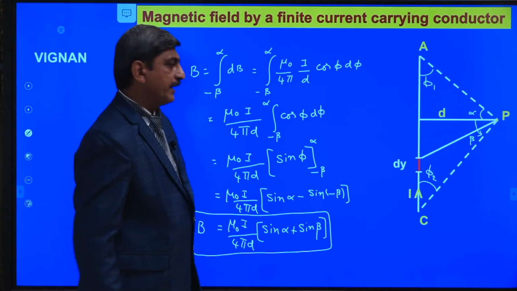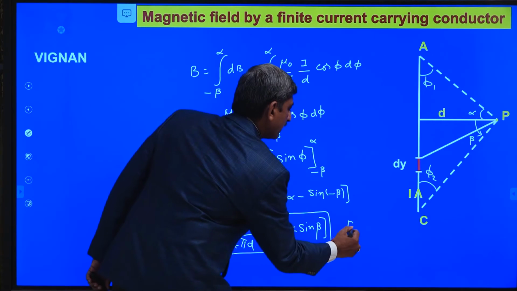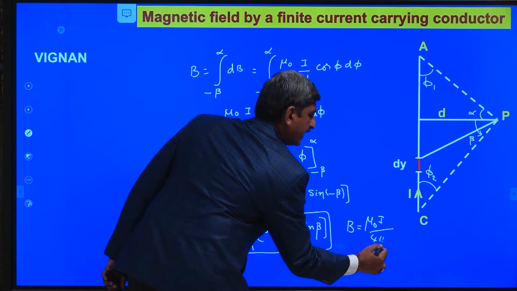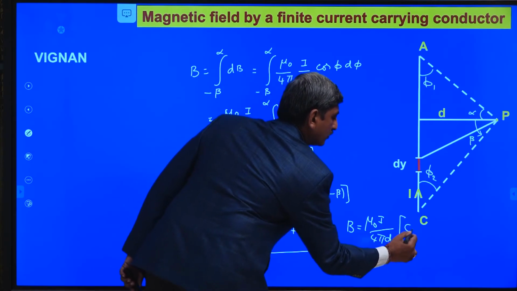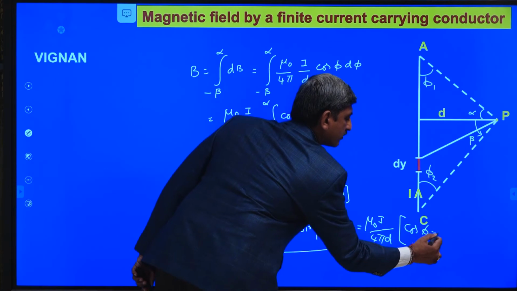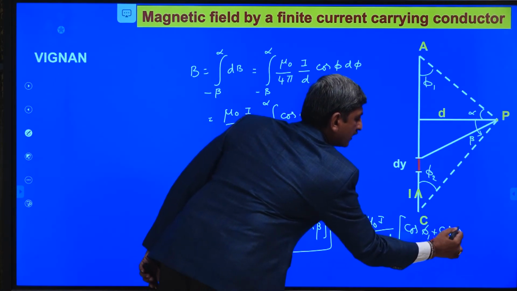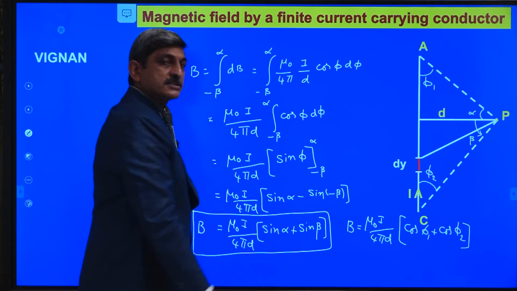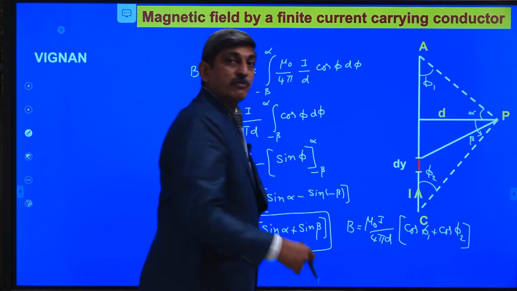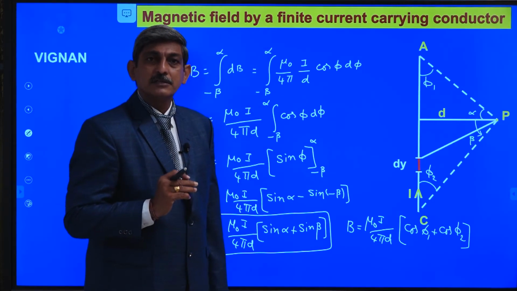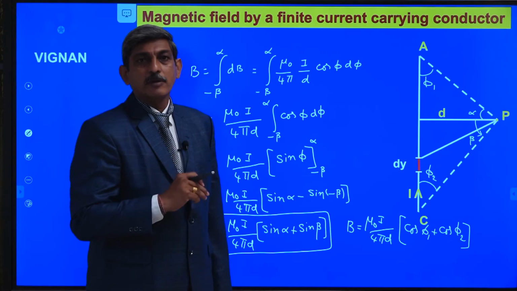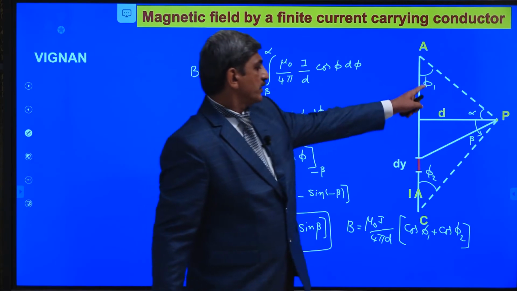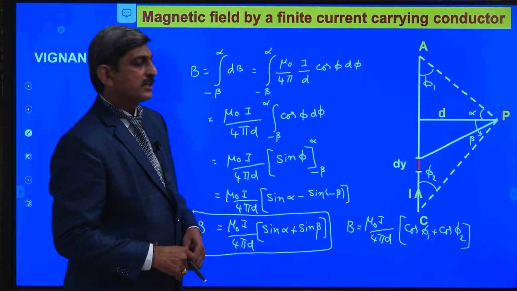By substituting the alpha and beta values, the equation becomes B is equal to mu naught I divided by 4 pi d into cos phi 1 plus cos phi 2. That's why sometimes we use sine terms, sometimes we use cos terms while solving the problems. It depends upon the angles given in the problem. If these two angles are given, we have to use the sine form. If these two angles are given, we have to use the cos form of the equation.